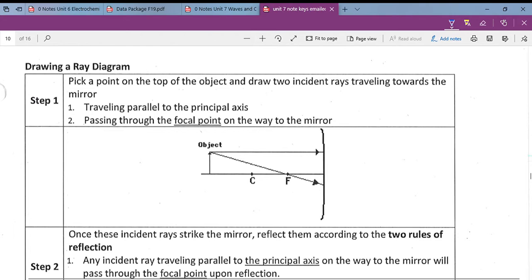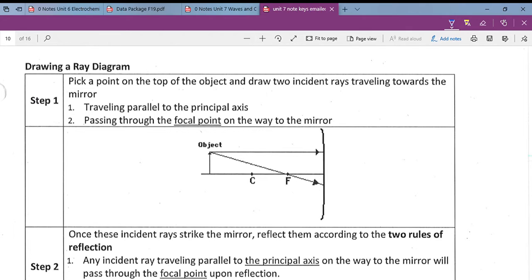So what we're going to do is draw ray diagrams, just like we did for our plane mirrors, to figure out what is happening. So hopefully you've watched that video and you see that his head is right side up and then his head flips upside down and it changes size. So we're going to be figuring out why and when. So when you're drawing a ray diagram, you're going to pick a point at the top of the object and draw two incident rays traveling towards the mirror.